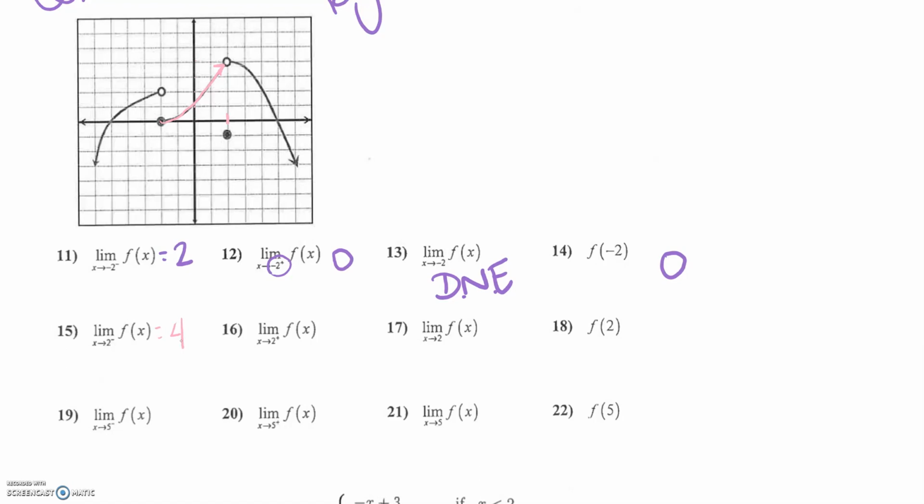Okay. Back to business. If it is approaching from the right, excuse me, the limit is also approaching positive 4. So therefore, if it's approaching from both directions, it should be approaching 4. However, there is a hole here, so the actual value of f of 2 is at negative 1.